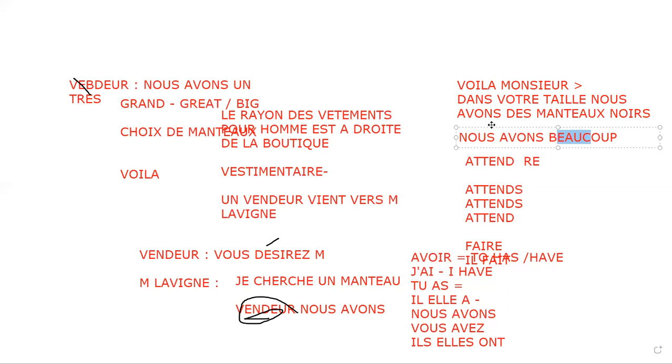I'm saying dans votre taille, in your size, nous avons des manteaux noirs. Noir is black. In your size, we have a lot of black coats. But we have brown. Brown, we have brown. Is it clear to you? A gray, we have a gray. So it's saying, dans votre taille, in your size, nous avons des manteaux noirs, brun et gris.